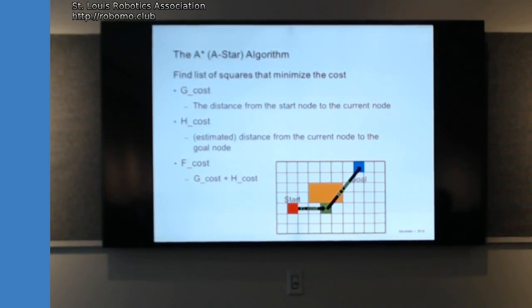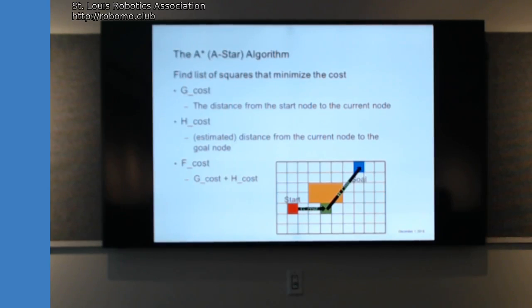So in this case, the G cost from the start to the green, which is our current node, is 3. Because it's 1 for every horizontal and vertical move, and 1.4 for every diagonal move, the G cost there would be 3.